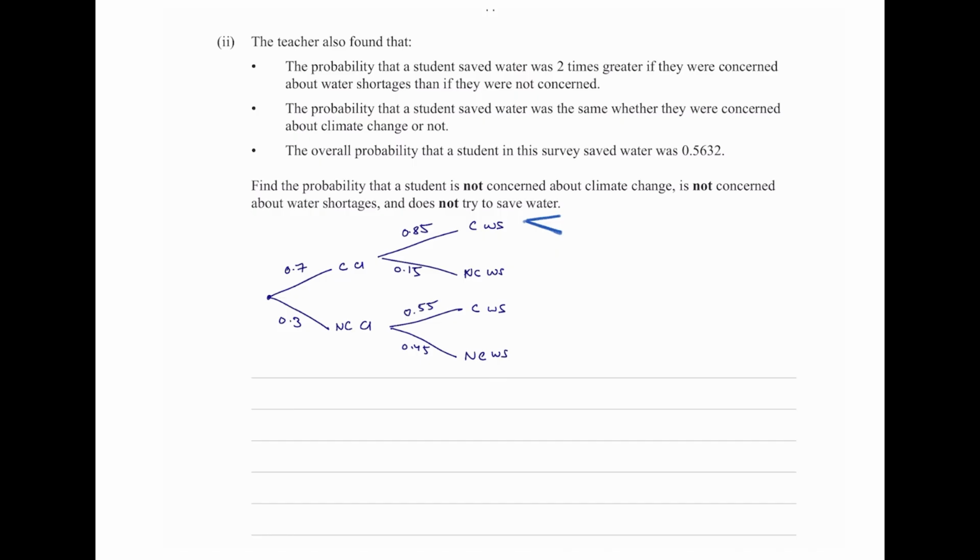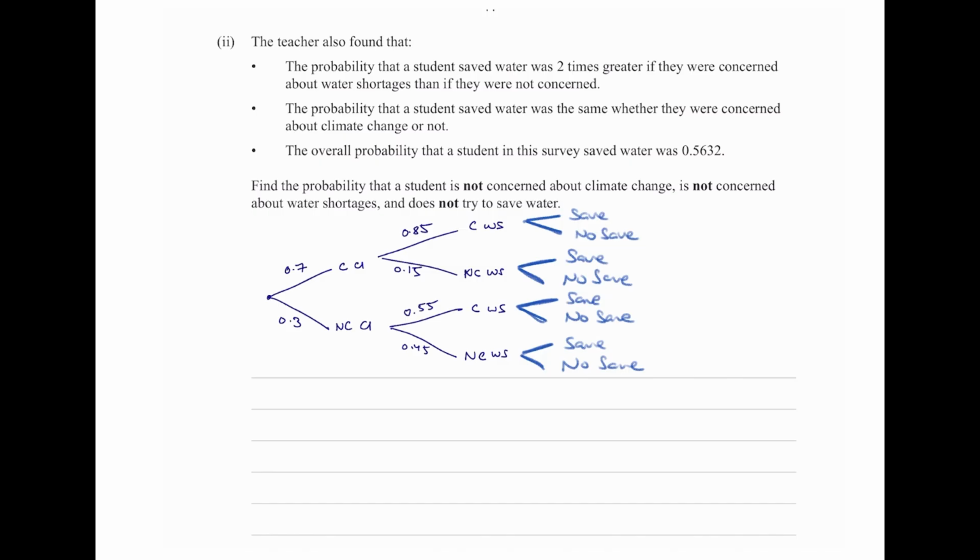So they either try to save water, so save, or no save, right? So they either try to save water or they don't try to save water. So every single outcome will either try to save or no save. And save or no save. So that's our third level now, right? So our first level is about caring about climate change, our second level is about water shortages, and our third level is about saving, if you actually save water or if you don't actually save water.